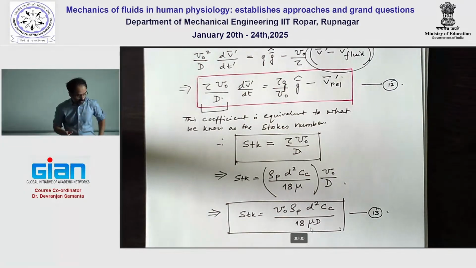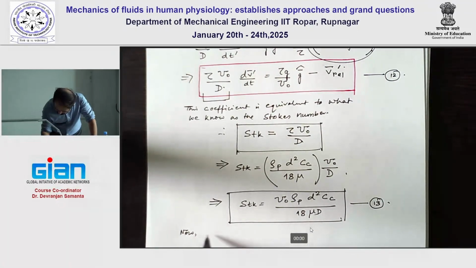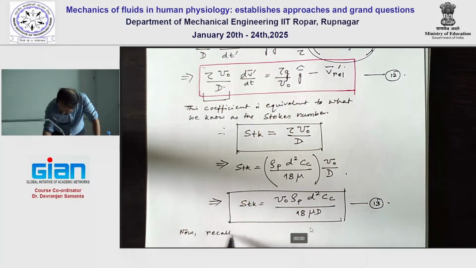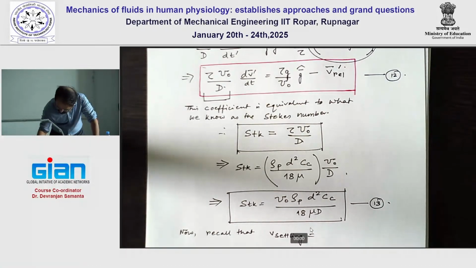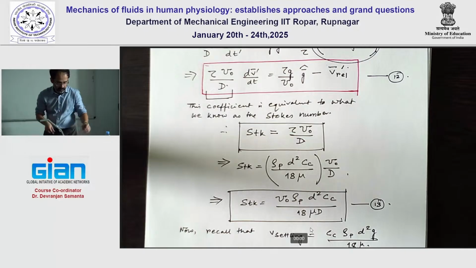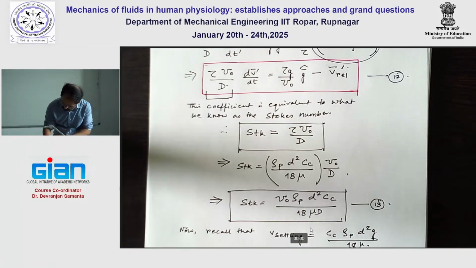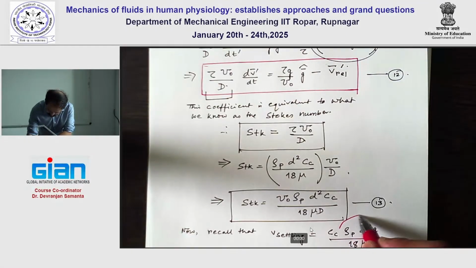Okay. So now recall that the V settling that we had derived before lunch was Cc rho p d square g over 18 mu. Right? So what we can do here is think about this particular part.